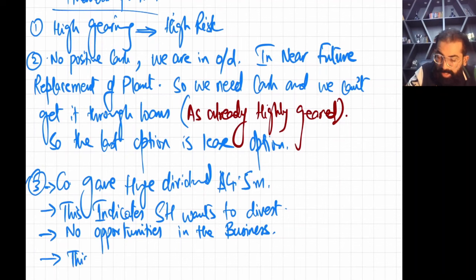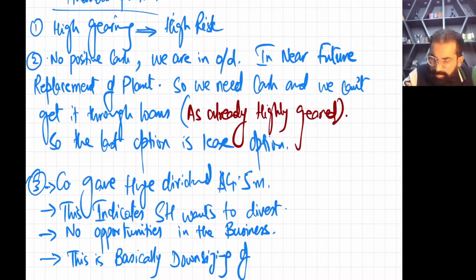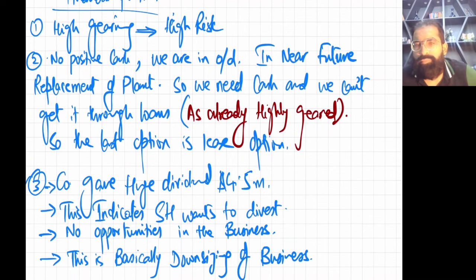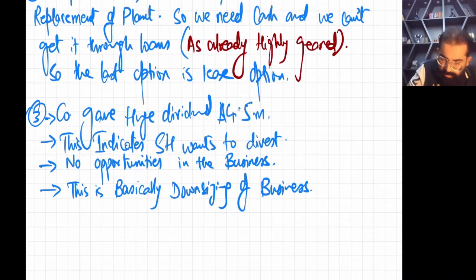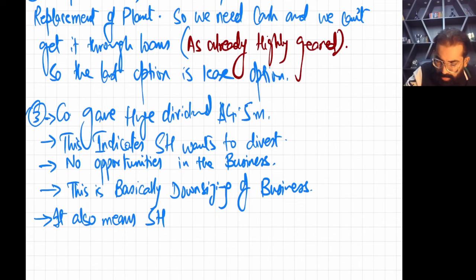This is basically downsizing of the business. And this also shows that when you are removing your equity, it means the shareholder wants to rely on loan.